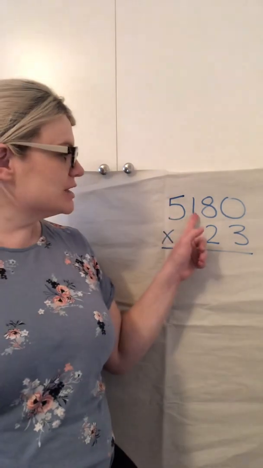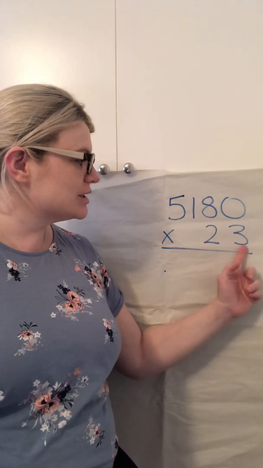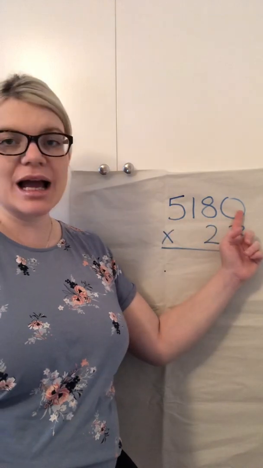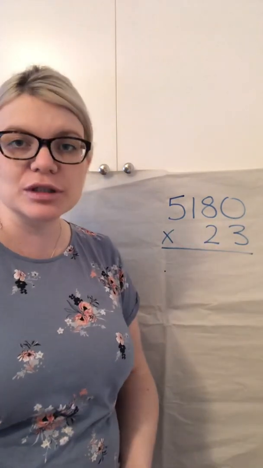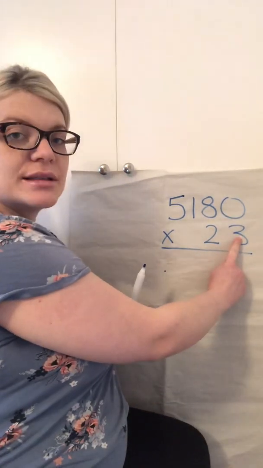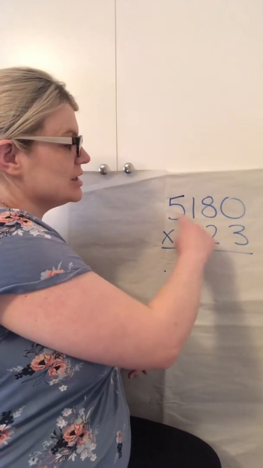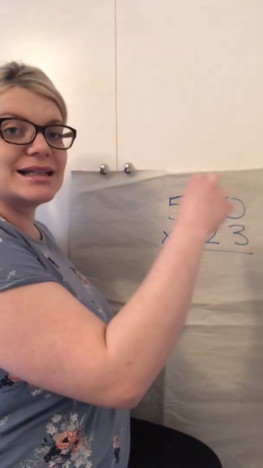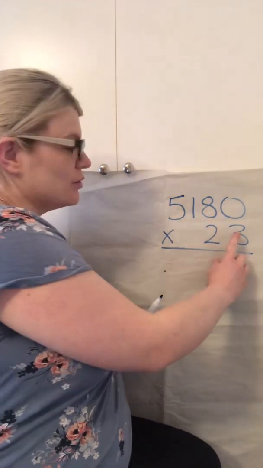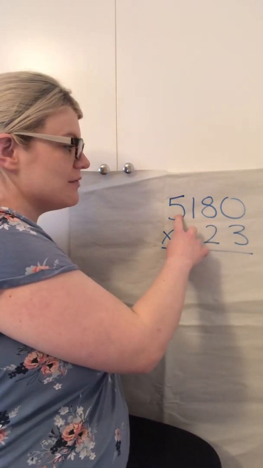So I've got my 4 digits. I have 5,180 and I have my 2-digit number 23. So do you remember the first number is called the multiplicand and the second number is called the multiplier. So we need to look at the multiplier and we need to look at the ones like we did every other time. So when we had 2 digits, 3 digits or 4 digits, the process is exactly the same. You just have to do more steps. Okay, so we say 3 times 0, 3 times 8, 3 times 1 and 3 times 5.